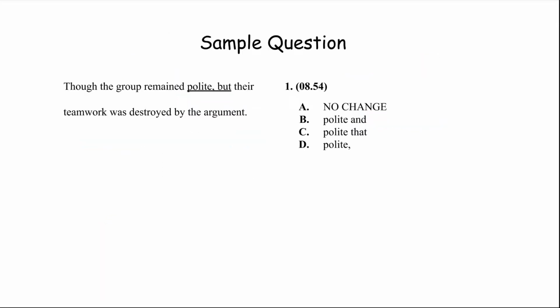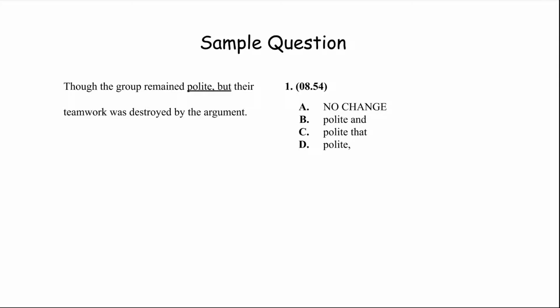Awesome, okay, so we're gonna go ahead and walk through a sample question together. So here we have, though the group remained polite, but their teamwork was destroyed by the argument. So the key with joining clauses questions is to kind of look at what you have at the front part of your sentence and what you have at the back end. And what I mean by that is we have, though the group remained polite. That's a dependent clause, right? First of all, we have though, and second of all, we're kind of left wondering, okay, like, what's next? That can't really stand alone as a complete sentence, so that's a dependent clause.